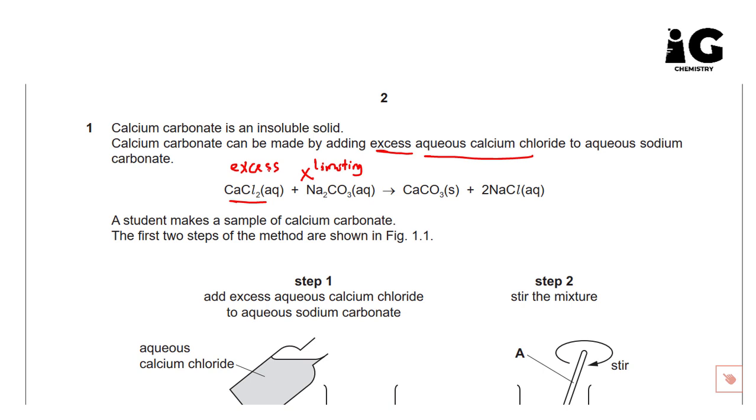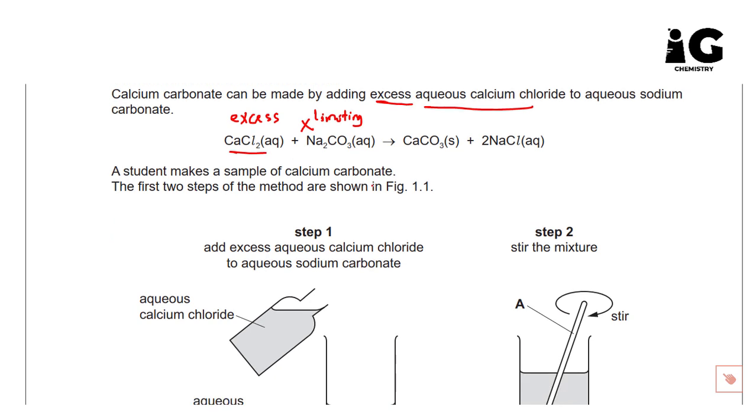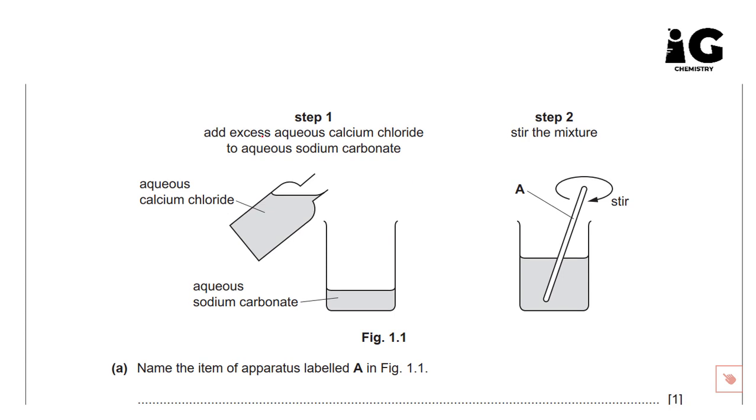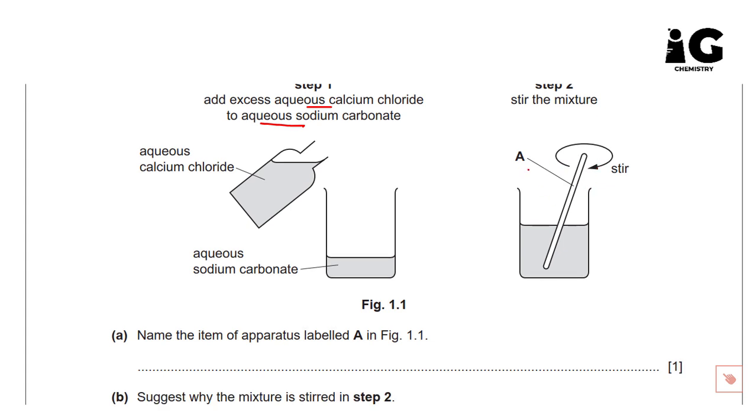Okay. Here we have a student who makes a sample of calcium carbonate. The first two steps of the method are shown in figure 1.1. Step one, as you see, we add excess aqueous calcium chloride to aqueous sodium carbonate. Take care, guys, both of them are already dissolved in water and they are aqueous solutions. And in step two, we stir the mixture with this tool, which is A.